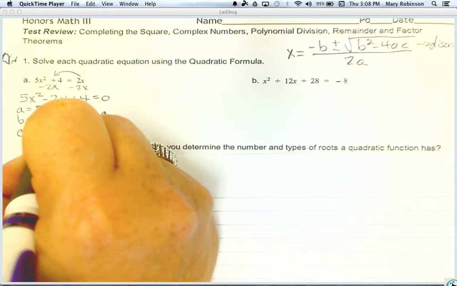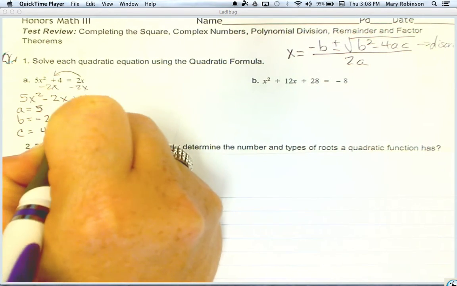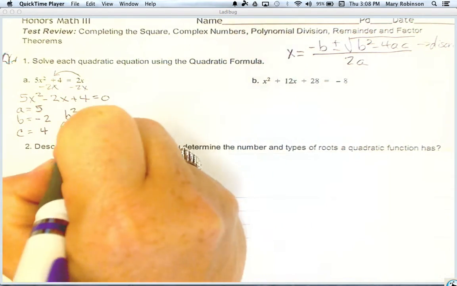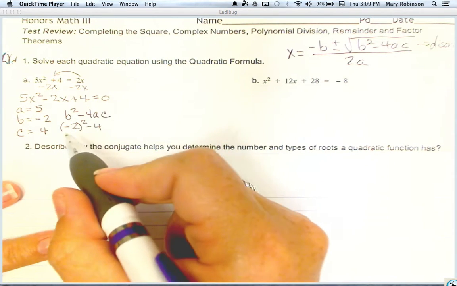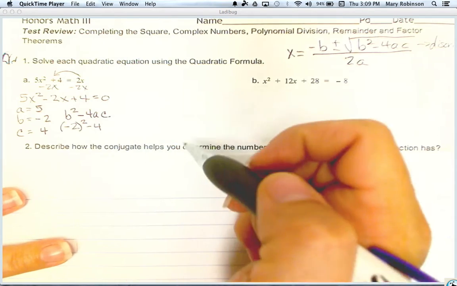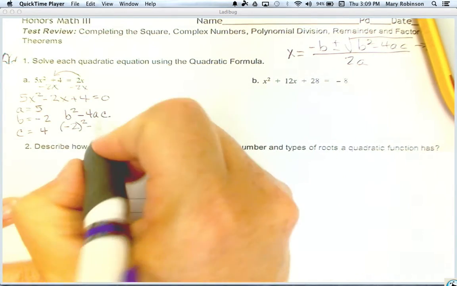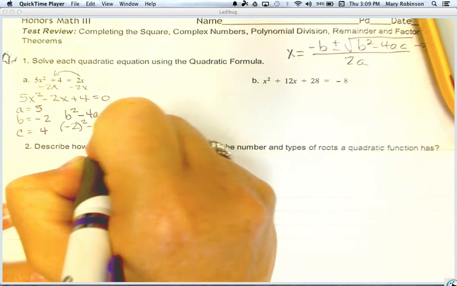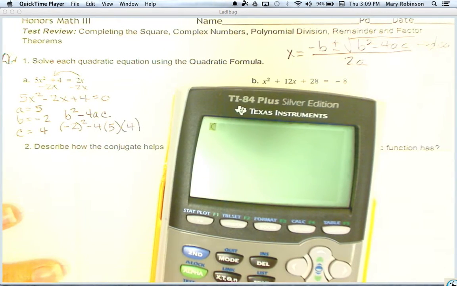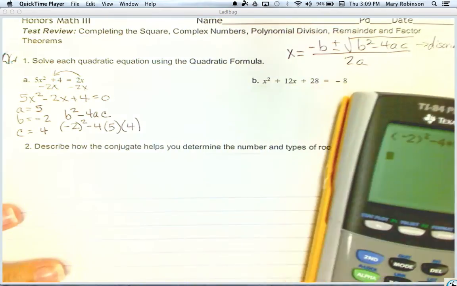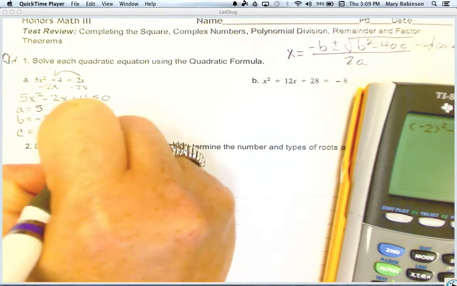So we substitute -2 for b. Please remember to put parentheses around your -2. Otherwise your calculator would understand that as the opposite of 2 squared. So (-2) squared minus 4 times 5 times 4. When you type that in, (-2) squared minus 4 times 5 times 4 is -76. So we know this is -76.